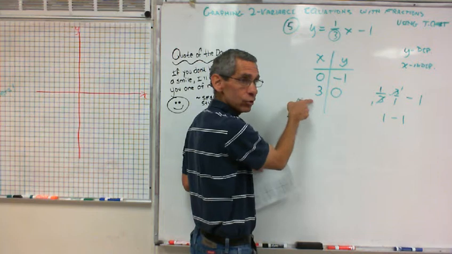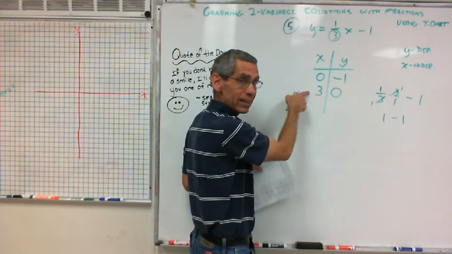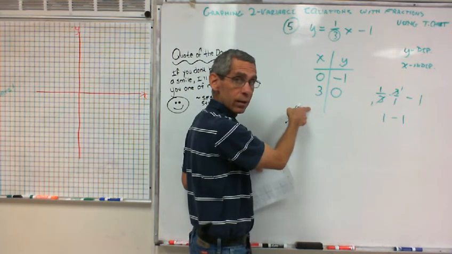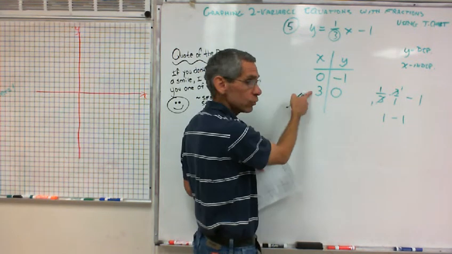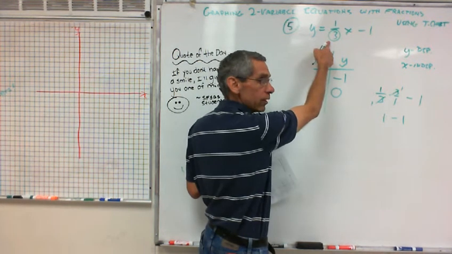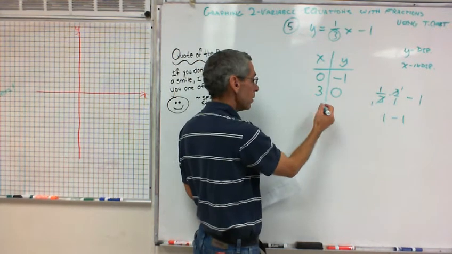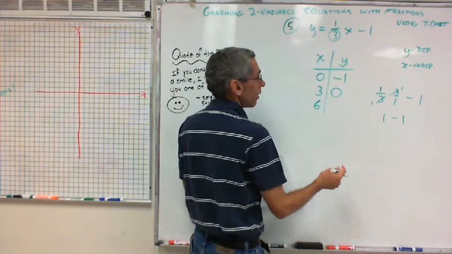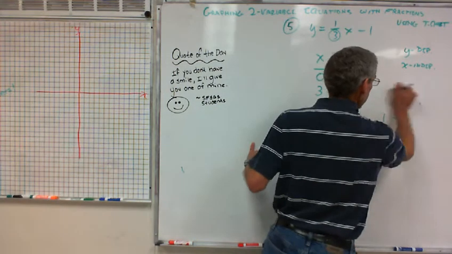Now for my next one, I'm just going to take that denominator and multiply it times 2. In other words, I'm just going to take my next multiple of 3, which is 6. 2 times 3 is 6, right? Whatever my denominator is, multiplied times 2, that's my third one. So 6.